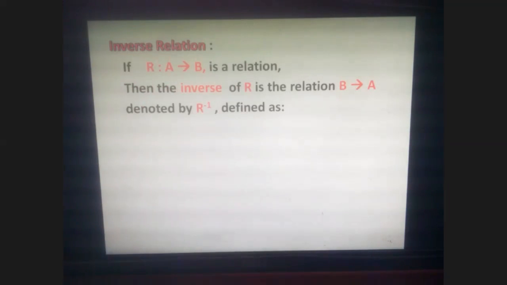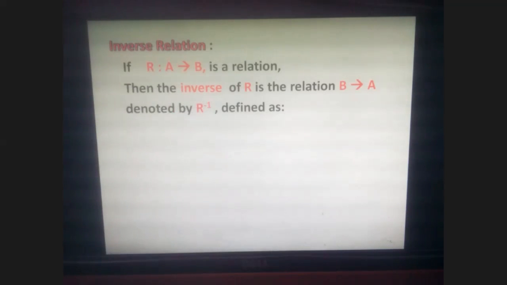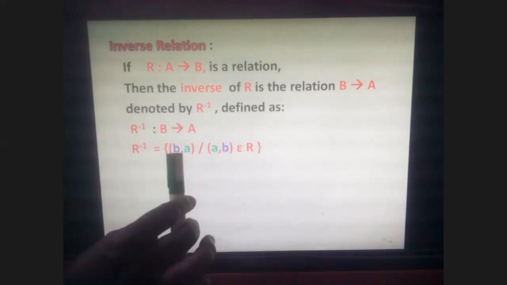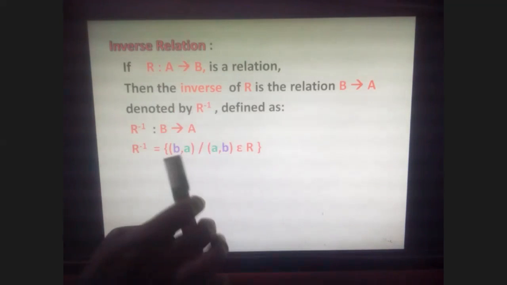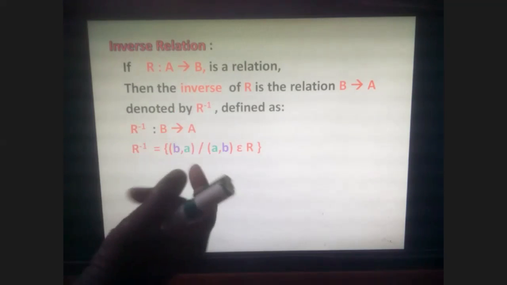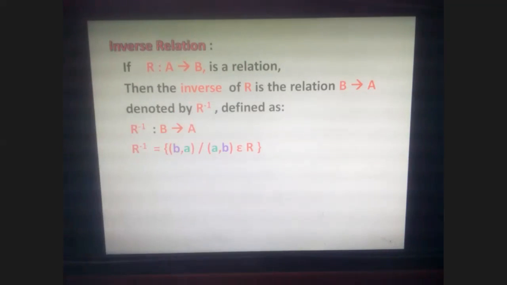Now inverse relation. What is an inverse relation? If R from A to B is a relation, the inverse of R is the relation from B to A, denoted by R inverse. We call it R inverse, not R to the power minus 1. It is defined as R inverse equal to the set of (b, a) such that (a, b) is a member of R. That means whenever (a, b) is a member of R, we pick up all the reverse ordered pairs. We flip the order of the ordered pair, and we get R inverse.